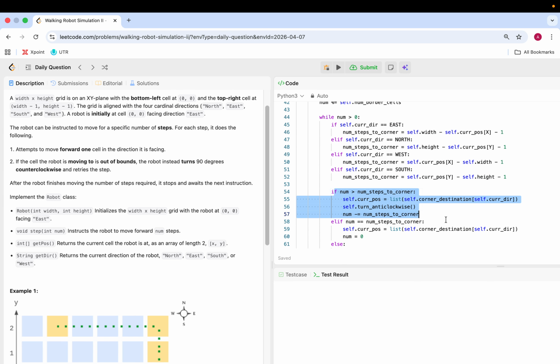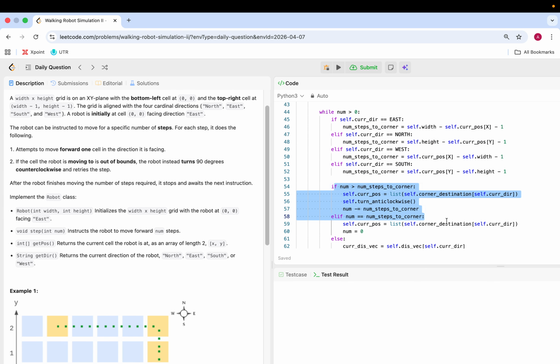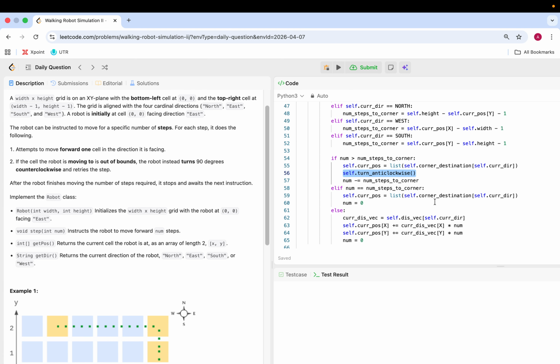If the number of steps to the corner, yeah, get the corner destination, turn anti-clockwise, num minus equals number of steps to the corner. But if it's exactly the same, then very similar, num will be 0. You could also run this, and it will set num to 0. Maybe I will run that just because it makes it look more the same, just to really show that this is the same as this. The only difference in these branches is there's no turn anti-clockwise.